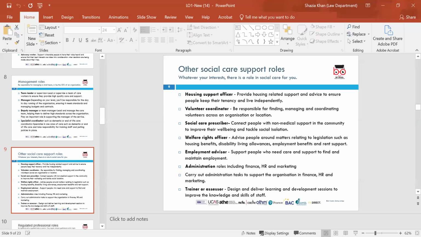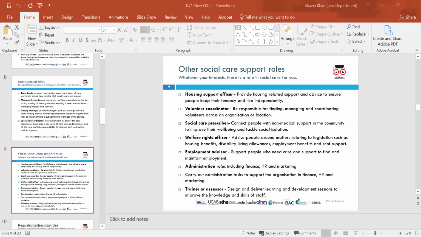Other social care roles are things like housing officer, housing support officer, who deals with people who need housing support. So if anyone needs access to any sort of support, they'll deal with them. They'll also ensure that residents live in a safe and secure environment, and they carry out health and safety assessments and risk assessments. Volunteer coordinator, they are responsible for finding, managing and coordinating volunteers.